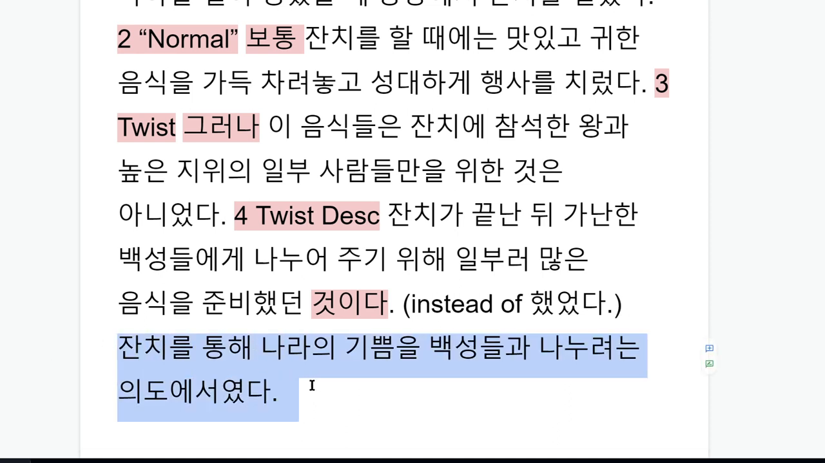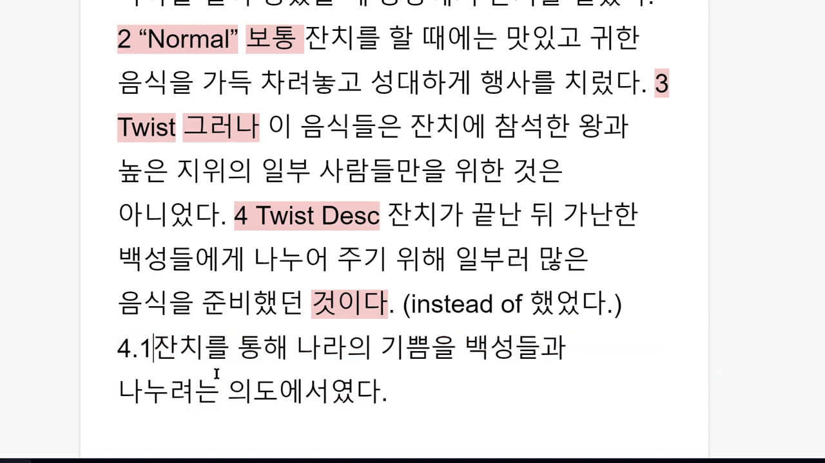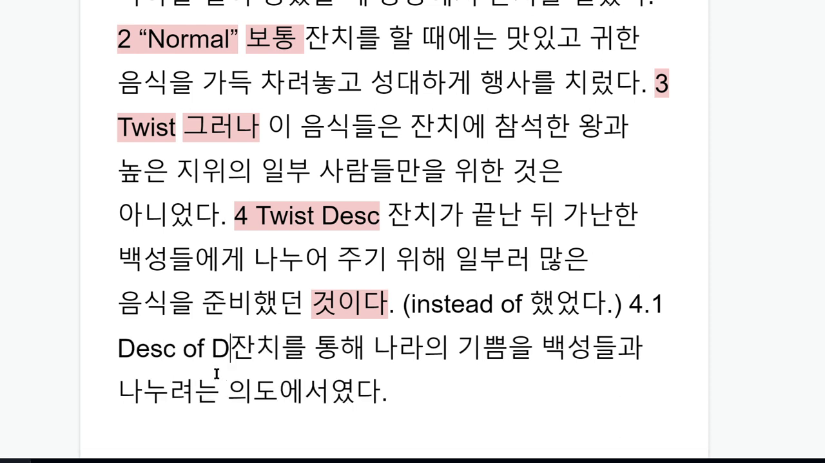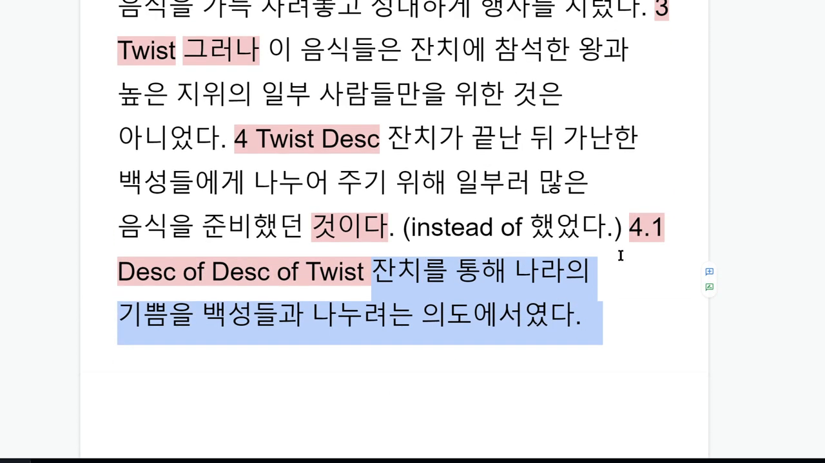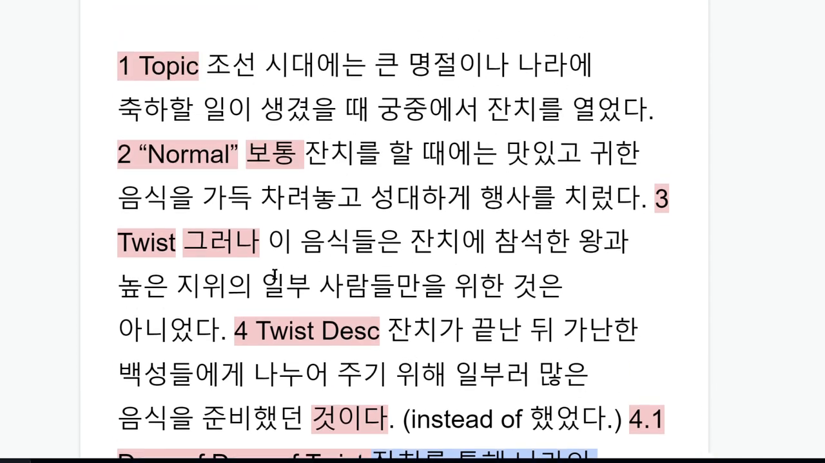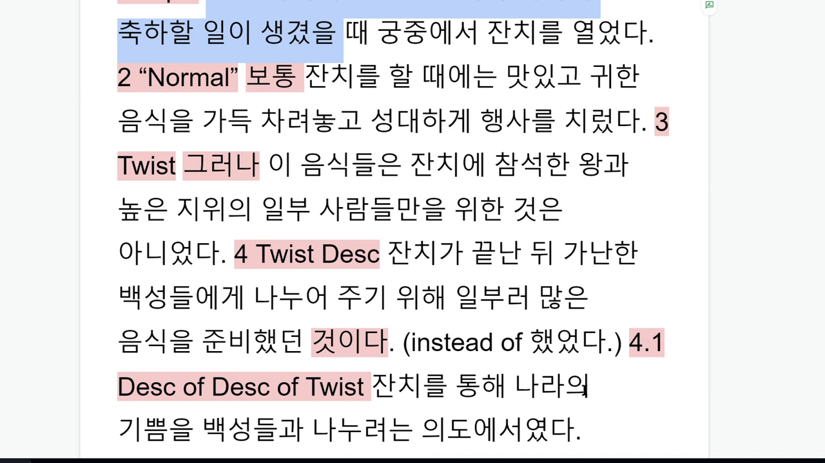Now, this last sentence, sure, I guess it's a bit of a 4.1, another 4a. This is like one more twist description, but this is a description of the description. So yeah. And why were they doing that? Now, yeah, I don't think this really happened very often, but I think it's a bit of a romanticized description of what happened in the feudal times. But yeah, that's why this is here.